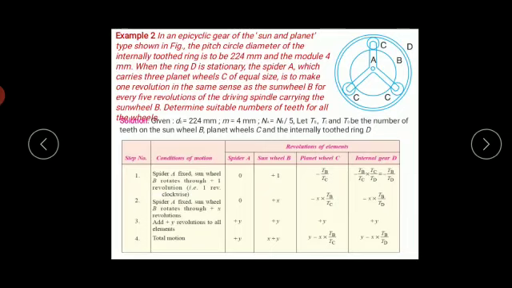Next we are required to give plus X number of revolutions, or we are required to multiply by X the first row in the table there. So spider A is 0 again, Sun wheel is X, then planet wheel C is minus X TB by TC, and internal gear D is minus X TB divided by TD. In the third step, we are required to add plus Y number of revolutions to all.